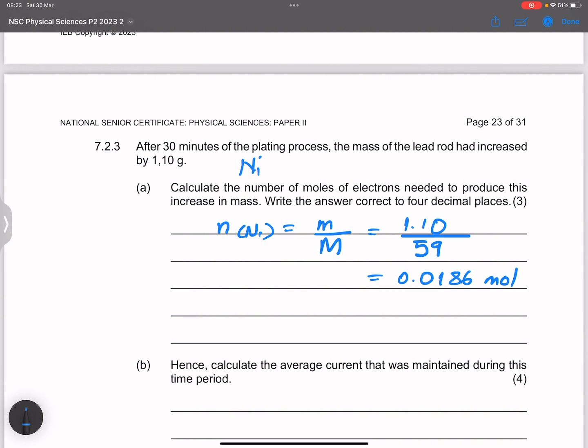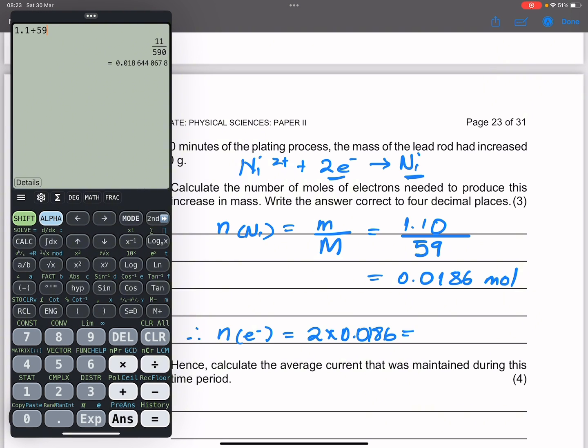Now, ladies and gents, I want you to please note, remember, for nickel, so it's Ni, what happens to it? So nickel gets reduced in this case, and forms around the lead, right? So for every 1 mole of nickel that forms, we would have used 2 moles of electrons. So which means, therefore, the number of moles of the electrons will be twice the number of moles of nickel. So this will be 2 times 0.0186. Okay, and in this case, I simply take that number multiplied by 2.